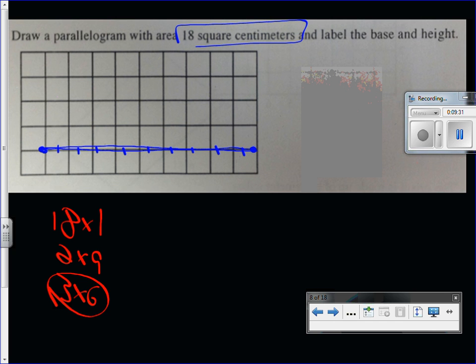Hopefully you see why I do these little checks. That way I'm counting the spaces. Okay. Now I'm going to go up 2, and then over 1 because I'm making a parallelogram. Up 2, over 1. Then I connect. So that could also work for an answer. Does that make sense? I could do 18 times 1, but I don't have enough space to make 18 spots down there. Here's another one.